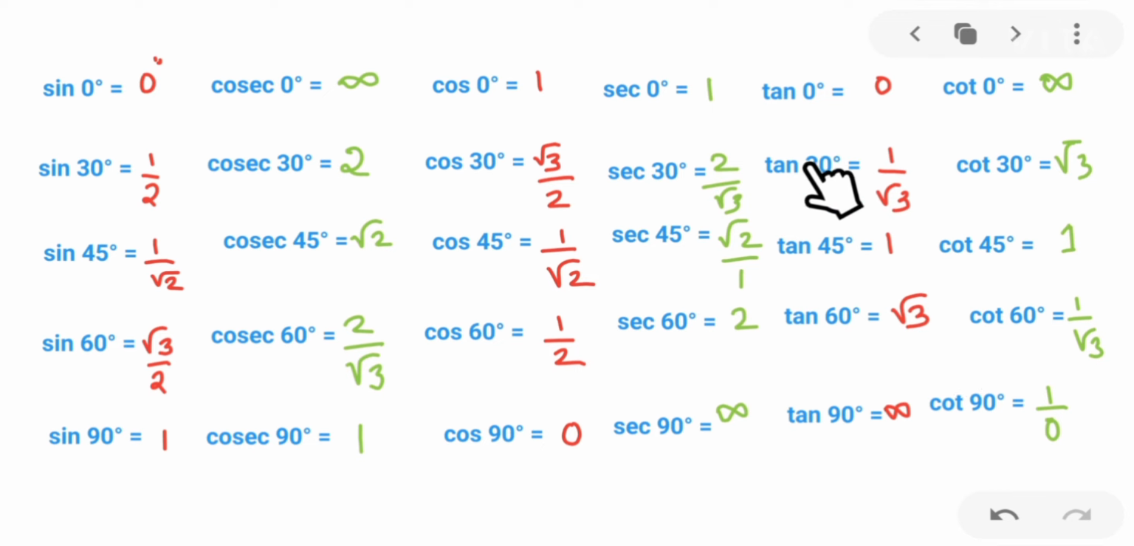And all the cot values can be obtained by taking the reciprocal of tan values. So cot 0 is the reciprocal of tan 0, 1 by 0 is infinity. Cot 30 is reciprocal, take the reverse, 1 by root 3 by 1. So that is cot 30 is root 3. And cot 45 is reciprocal of 1 is 1. And cot 60 is the reciprocal of tan 60, that is 1 by root 3. And cot 90 is the reciprocal of tan 90. So that is 1 by infinity, that is equal to 0.